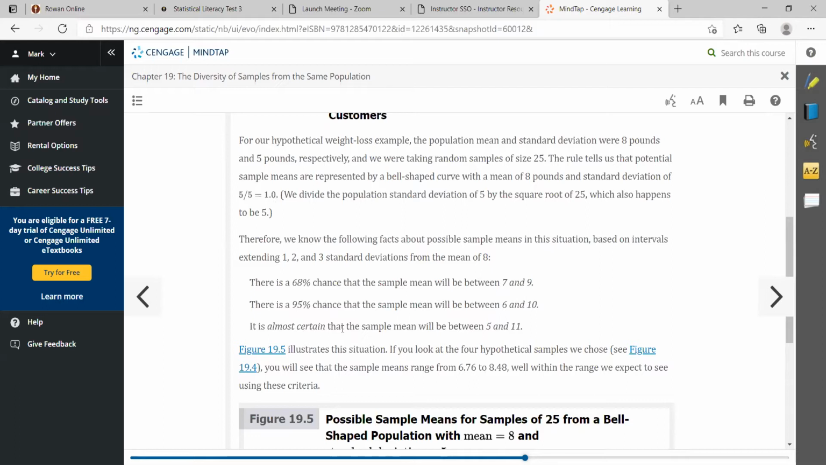And the same thing, almost certain means 3 standard deviations. Again, 3 times 1 is 3. And it doesn't always have to be 1, by the way, the standard deviation when you calculate it. It's just in these examples it is. And that's where they got 5 and 11 here, because 1 times 3 is 3, and then 8 minus 3 is 5, 8 plus 3 is 11.